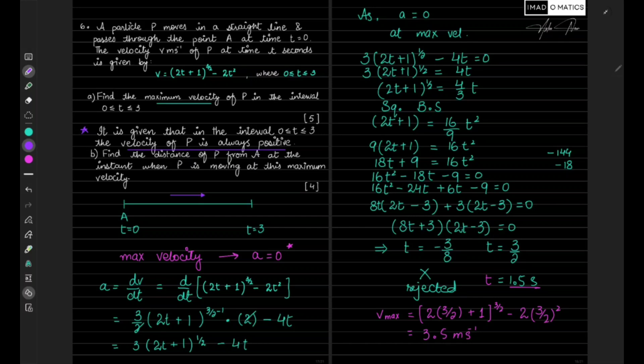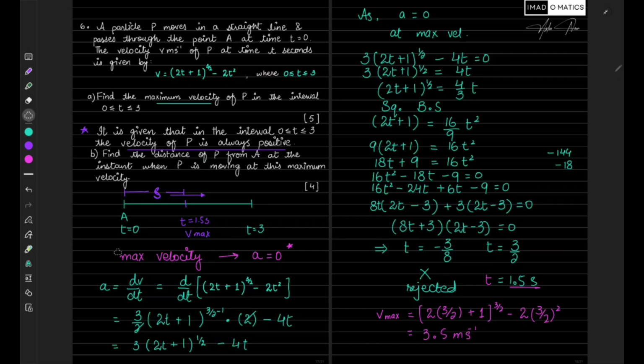And we need to find the distance of P from A at the instant when P is moving at this maximum velocity. So that particularly means that we need to find the distance not from 0 to 3 seconds, but 0 to 1.5 seconds, because they are telling you to find the distance of P from A at the instant when it is moving at maximum velocity. So at t equals 1.5 seconds, the velocity was maximum. So you need to find this distance from A to your point P. So this is the distance you need to find. So yeah, let's head on to this.